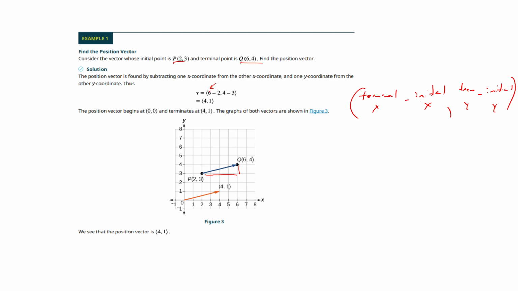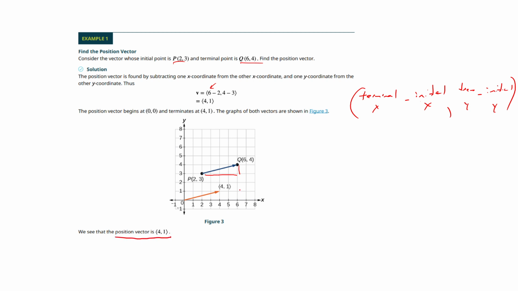We're taking the x part of the terminal point, subtracting away from the initial. And then obviously the x component, we've traveled 4 in the x direction. Now let's do the same thing here for the y. The terminal is 4 minus 3 for the initial. And so obviously we've also gone 1 in the y. So this one's pretty straightforward and easy to see. So this is our position vector, 4, 1.